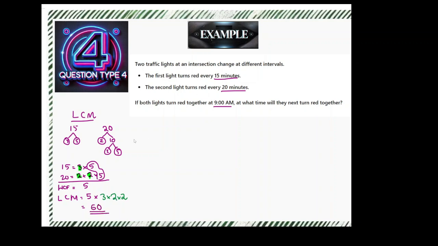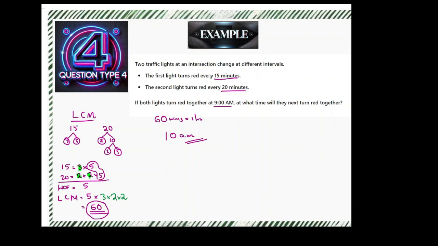Okay, so what that means is the first light turns red every 15 minutes, and the second light turns red every 20 minutes. In 60 minutes time, they will both turn red together for the next time. We know 60 minutes is 1 hour. So if both lights turn red together at 9 a.m., what time will they next turn red together? Obviously the answer is 10 a.m. So this is usually how you can do this question.